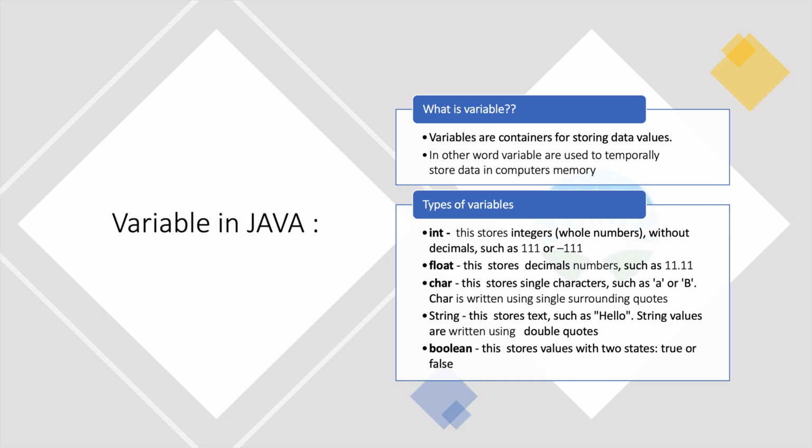Let's learn variables in Java. So basically, what is a variable? Variables are containers that store values. In other words, variables are used by Java to temporarily store data in computer memory. So let's learn what the types of variables are.